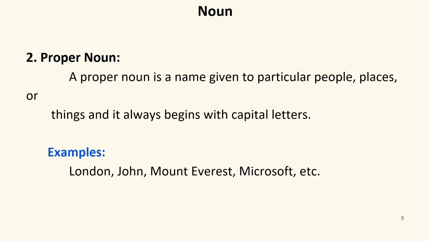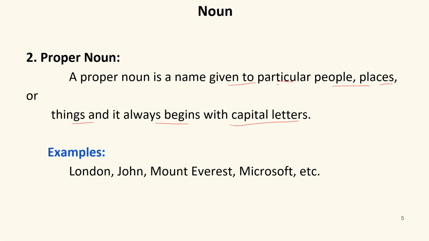Now we have proper noun. What are proper nouns? A proper noun is a name given to a particular person or thing, and it always begins with capital letters. Proper nouns are actually the names given to the common nouns. For example, if I say boy, it's a common noun. But if I say Rohit, that is a proper noun.